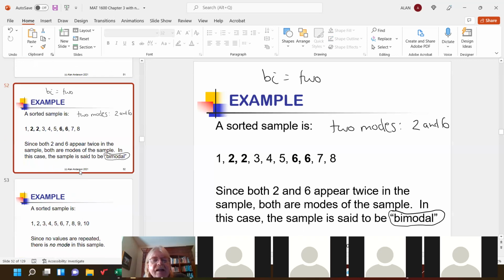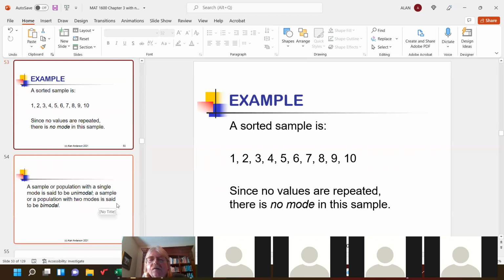Now, having said that, what if there are no repeated values? Well, in that case, we don't have a mode at all. Let me show you a quick example of that. What do you know? Nothing is repeated. Then there's no mode. And that's very bizarre. But it happens. There's no mode. It doesn't exist.